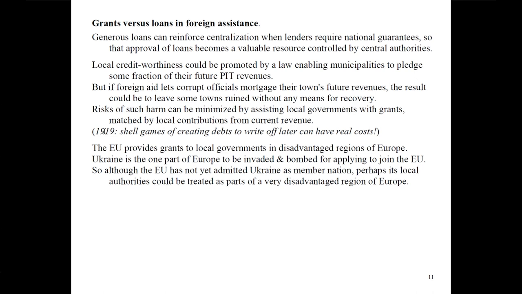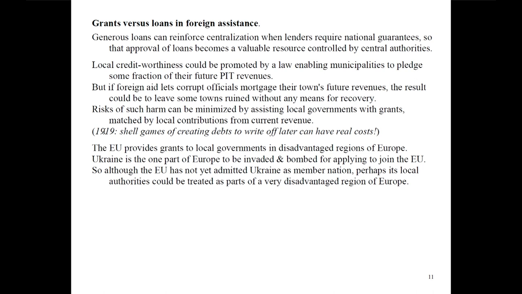and the result being that those towns are left ruined without any means for recovery because they've lost their future revenue. So there's a limit to how far I want to go. We should think about going. There are real reasons not to go too far in generating credit, in just saying the towns are creditworthy for these loans. The risks of such harm can be minimized by assisting local governments with grants, which of course can be matched by local contributions from their current revenue.